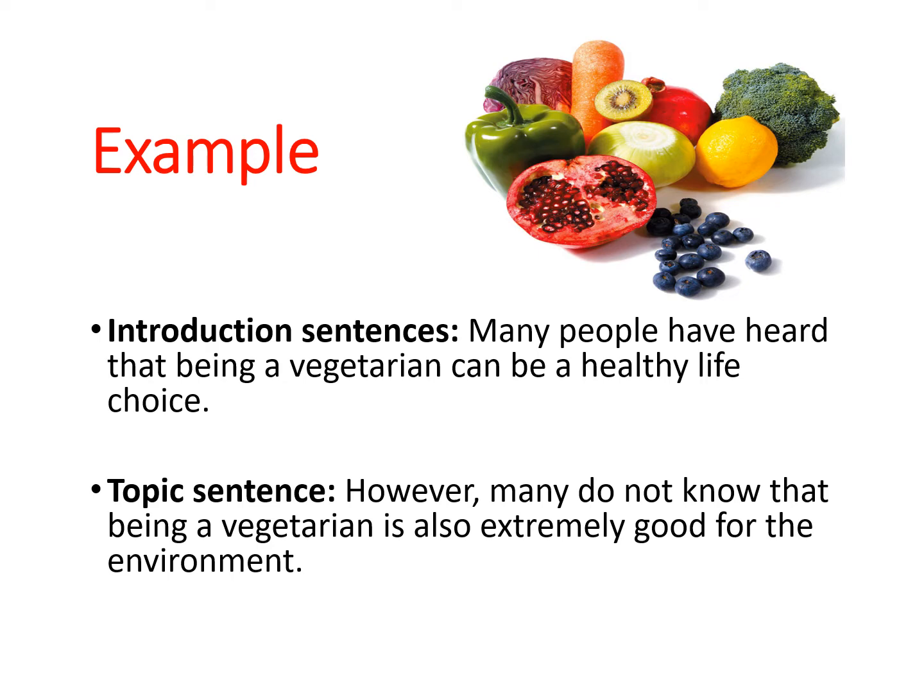The controlling idea is in the topic sentence. The controlling idea is how it's extremely good for the environment. Both the introduction sentence and the topic sentence state the main topic. However, only the topic sentence has the controlling idea. Because the topic sentence has that controlling idea, I know that all the supporting sentences in the paragraph are going to be talking about how being a vegetarian is good for the environment.